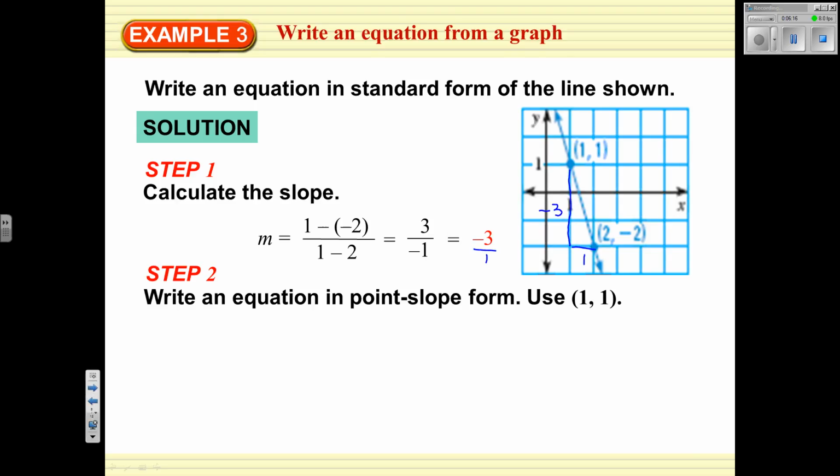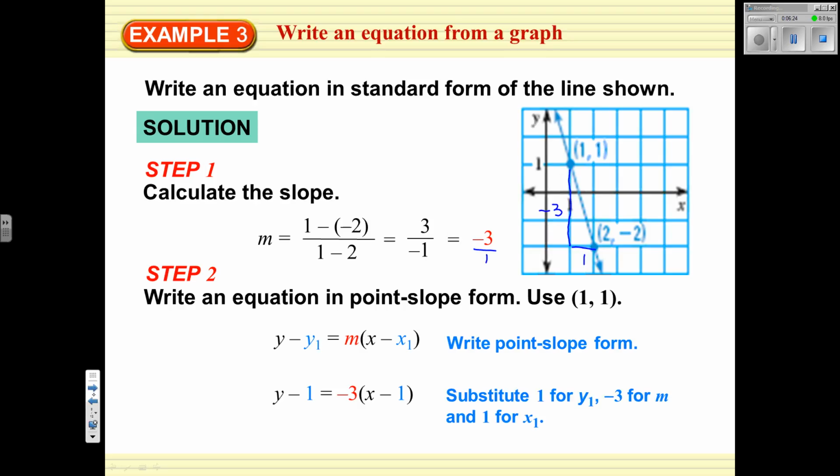Again, they're going to use point-slope using this nice easy point, 1, 1. That's just the easiest point to use. And there's our point-slope form. Again, substitute your points in. Substitute the 1 in for y sub 1, the negative 3 in for the slope, and the 1 in for your x sub 1. And simplify.